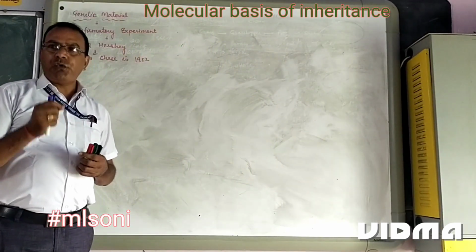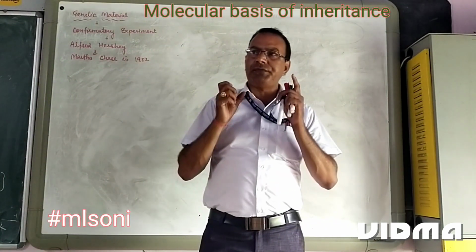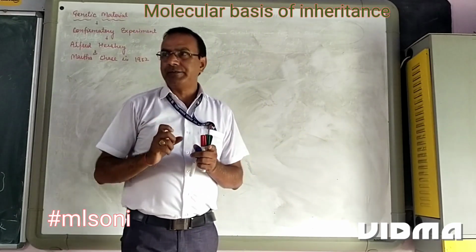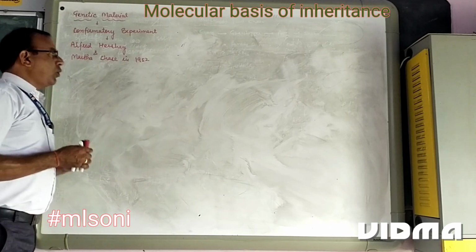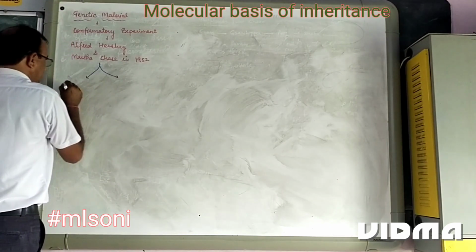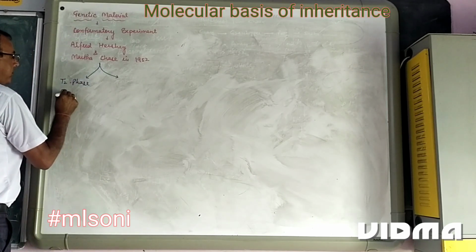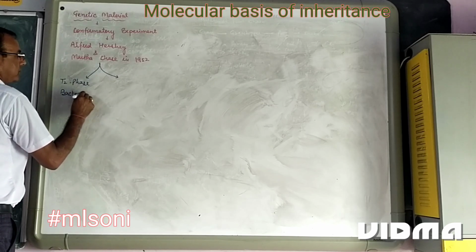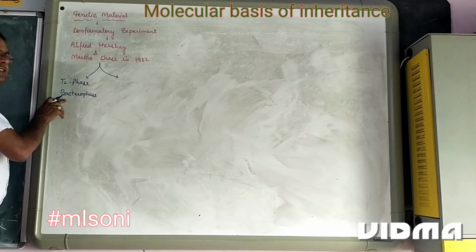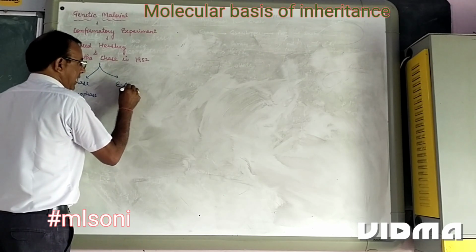First one is T2 phage. T2 phage is a bacteriophage, the virus which affects bacteria. That is called bacteriophage, or we can say T2 phage. And the second one is E. coli bacteria.